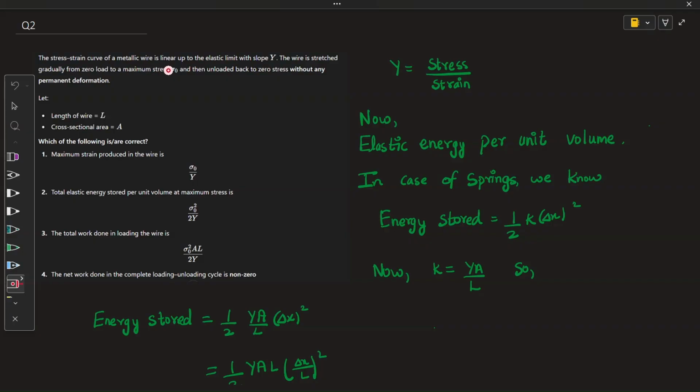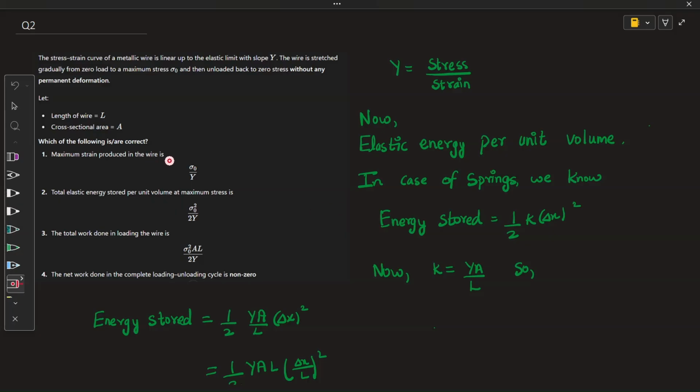The stress-strain curve of a metallic wire is linear up to the elastic limit with slope Y. The wire is stretched gradually from zero load to a maximum stress sigma naught and then unloaded back to zero stress without any permanent deformation. Let the length of the wire be L and the cross-section area be A. Which of the following is or are correct?